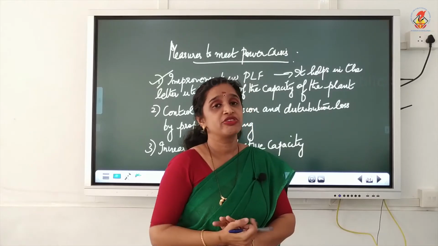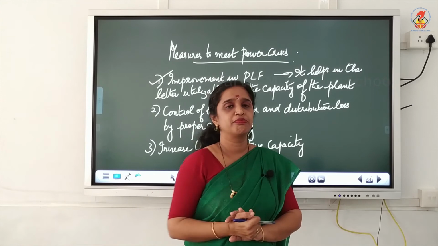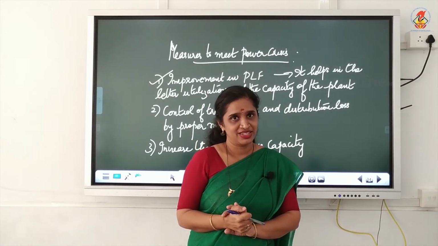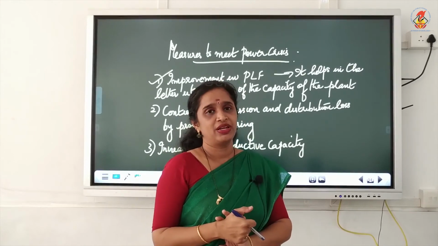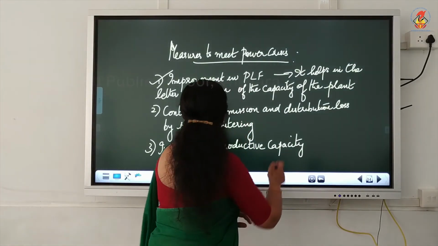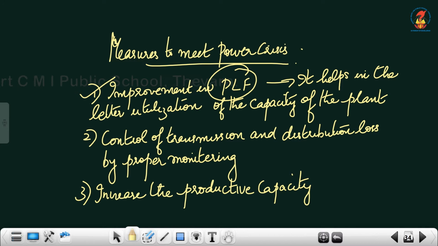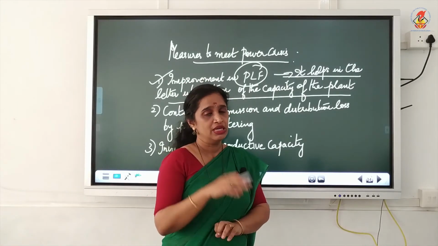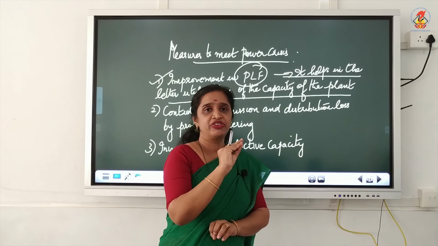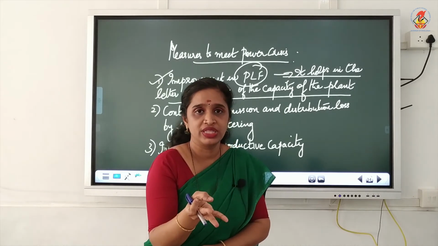The percentage of energy which is sent out by a power plant corresponding to the installed capacity is known as PLF. Therefore, what has to be done? PLF has to be improved. When PLF is improved, it helps in the better utilization of the capacity of the plant. Otherwise, what will happen? If the PLF is not efficient, it will not be sending out the energy corresponding to the installed capacity.